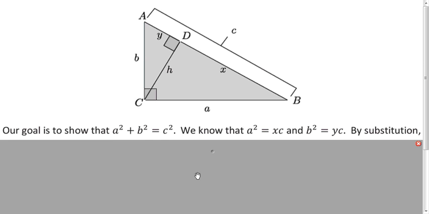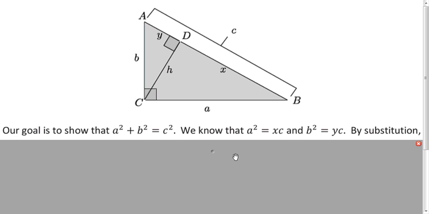So now we want to show a squared plus b squared is c squared, and we already know what a squared and b squared are equal to. So I'd like to see if you could finish it from here. Try adding these two together and see if you can end up with a squared plus b squared equals c squared, and then I'll show you my solution.